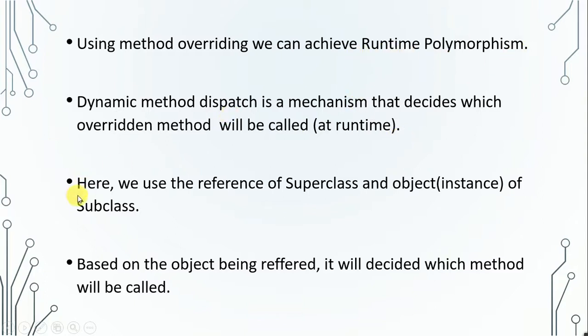Okay, and here this is the main point. Here we use the reference of superclass and object of subclass. You have to remember this point. Okay, and based on the object being referred it will decide which method will be called. So let's see the syntax now.